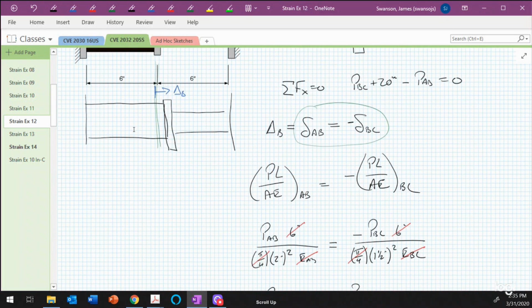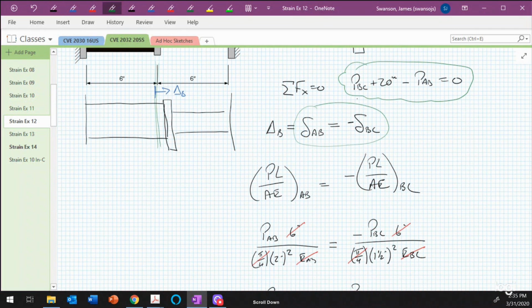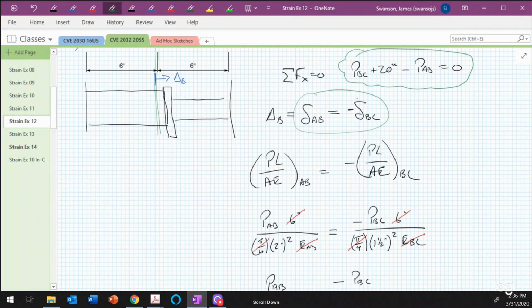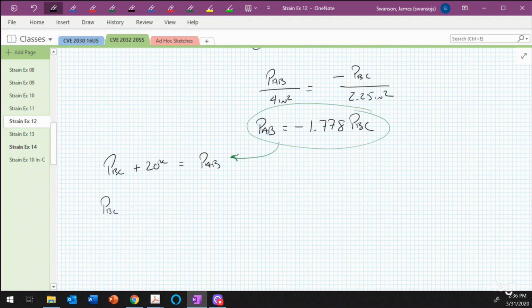Okay, at this point, we're going to go back up and take a look at our statics equation, this equation here, and we're going to bring that down below and use that. So P sub BC plus 20 kips is equal to P sub AB. Now what I can do is take this and substitute in here. And when I do that, I end up with P sub BC plus 20 kips is equal to minus 1.778 P sub BC.